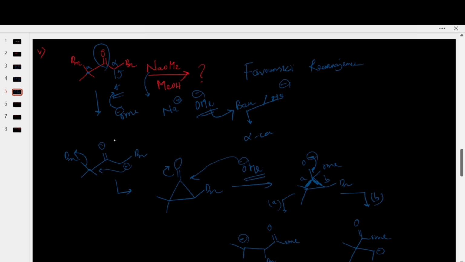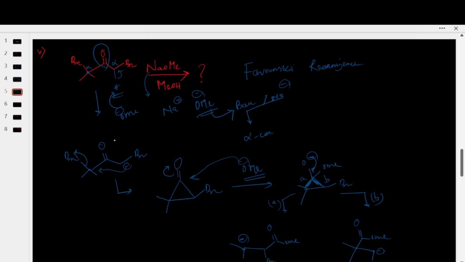So how to know which bond will break? After breaking of the bond, the formed carbanion, in whichever structure it is stable, that bond will break. Like at the end we are getting a carbanion. So at what position the carbanion is stable, the bond will break in that fashion. So here the carbanion is at the tertiary carbon, but here the carbanion is at the primary carbon.